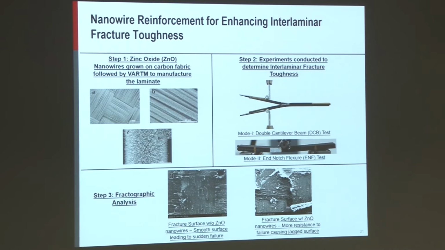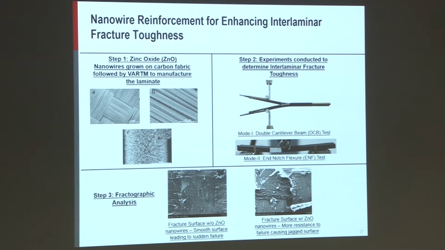This is almost an experimental work where we first synthesized these zinc oxide nanowires on dry carbon fabric, and we used the famous VARTM process to manufacture the laminate. Because we are interested in the interlaminar behavior, we conducted DCB (double cantilever beam) and end-notch flexure tests to determine the fracture toughness of the interfaces. Because we are interested only in fracture toughness along these interfaces, we synthesized the zinc oxide nanowires only at those interfaces. And after testing, we did a fractographic analysis to understand how the new surfaces behaved.